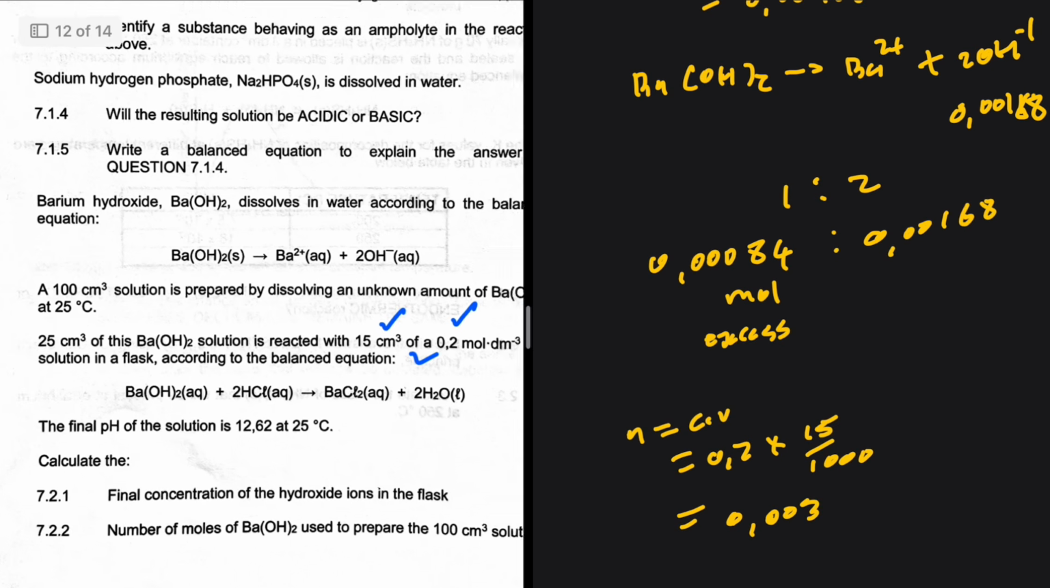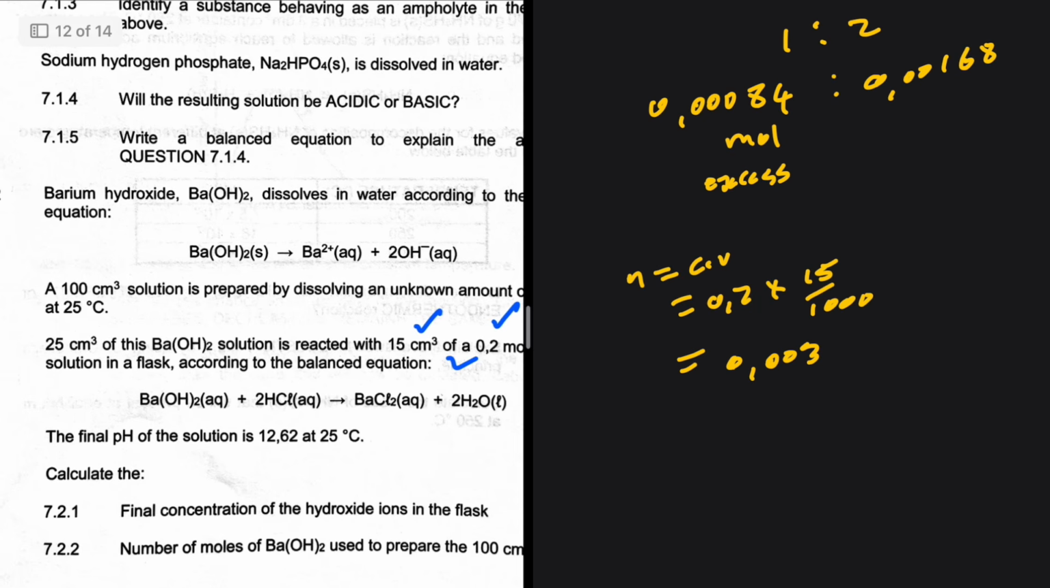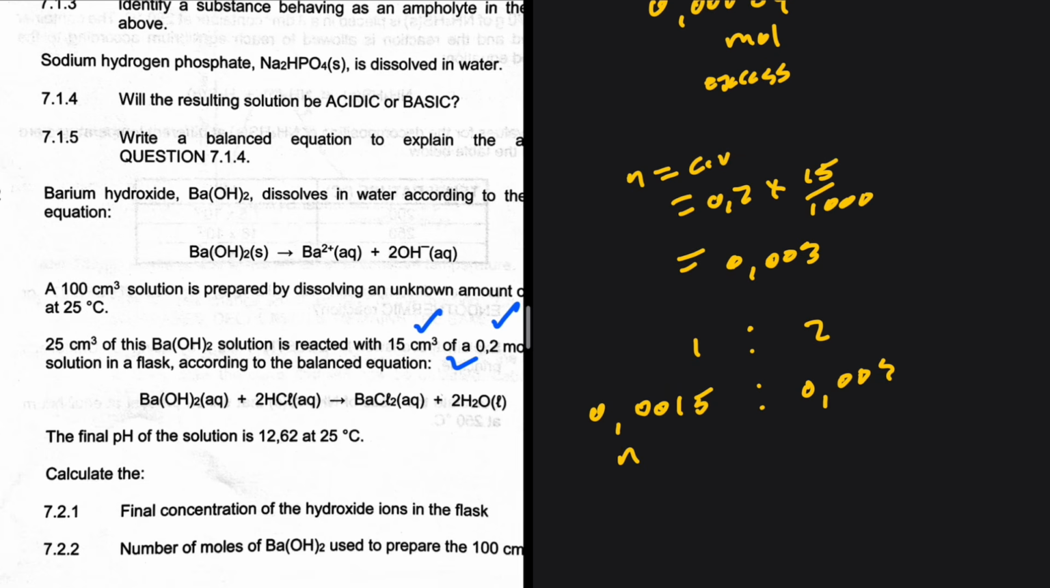So now looking at this reaction, the balancing coefficient is a 1:2 relationship. So if the number of moles of acid are 0.003, then those of the base will be 0.0015. So these are the number of moles of the base that reacted, right?